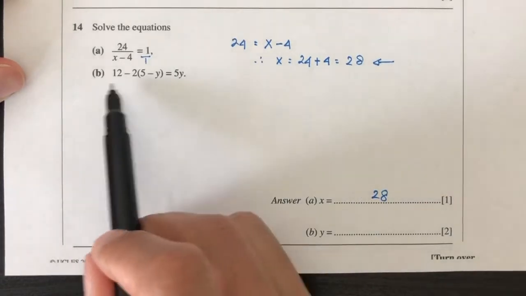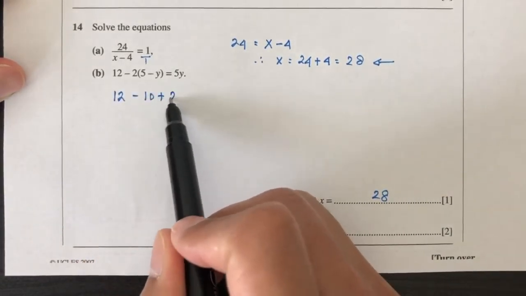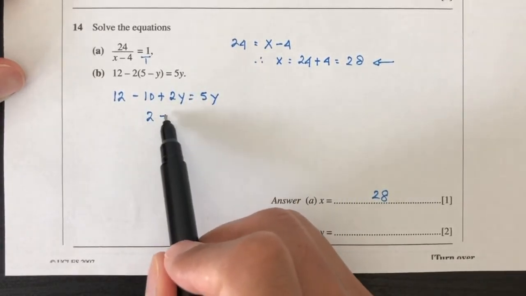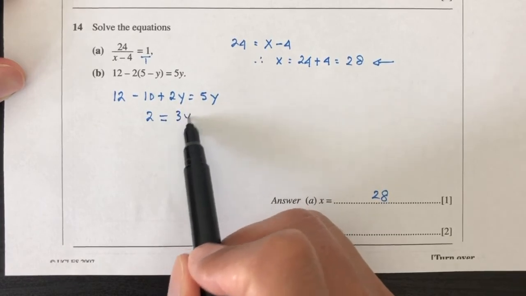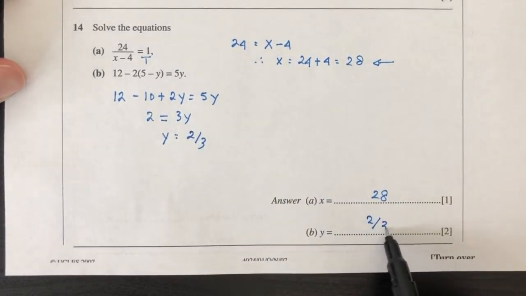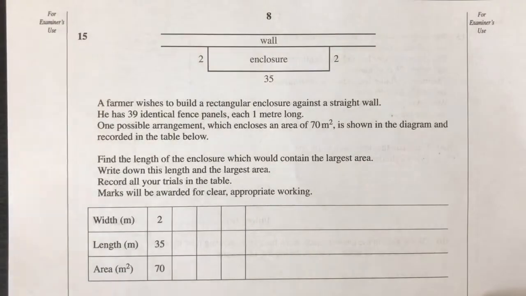And then part B, we have this. We have to first expand the brackets. That will be minus 10 plus 2y equal to 5y. Now we have 2 equal to 3y, hmm, so y becomes 2 over 3. Okay, that is question number 14. So let's move on to question number 15.